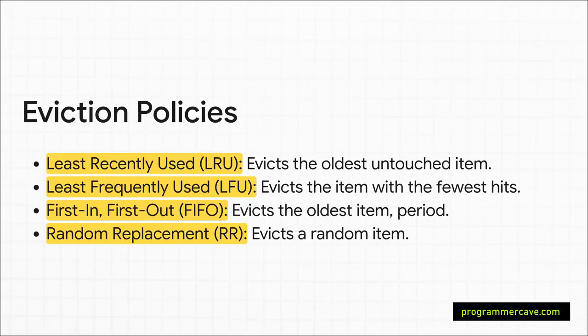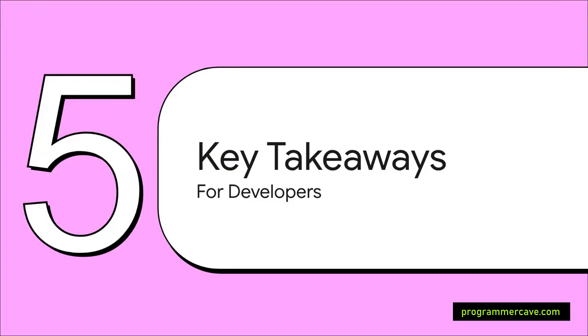Probably the most famous one is LRU, or least recently used. The logic is simple. If you haven't used an item in a while, you probably don't need it anymore, so out it goes. Then there's LFU, or least frequently used, which kicks out the item that has been accessed the fewest times, thinking it's less important. And FIFO, or first in, first out, is the simplest. It just kicks out the oldest item, no matter how popular it is. Each one has its pros and cons, but honestly, LRU is the one you'll see and talk about most of the time.